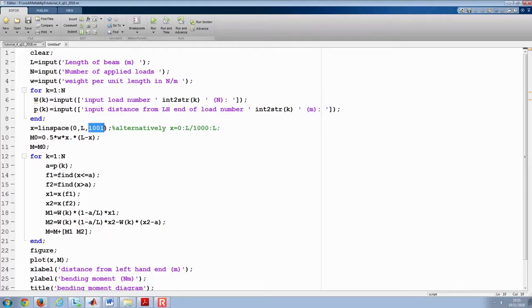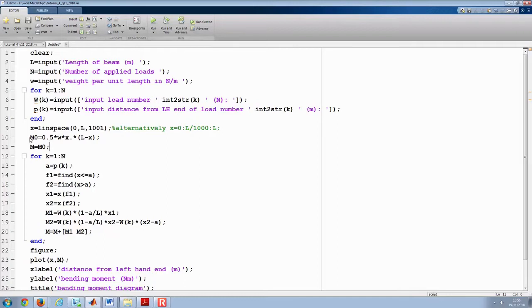And with linspace you specify the first value of x, the last value of x, and the number of points. So that means create a vector in the range 0 to L, with the first element being 0 and the last element being L, and the vector to have 1001 points. Alternatively, you could have created it like this: x, create a vector in the range 0 to L, in increments of L over 1000, with the first element being definitely 0. Okay? Both commands produce identical vectors.